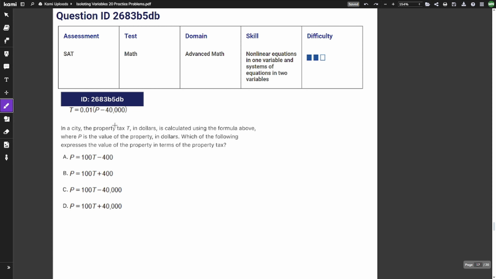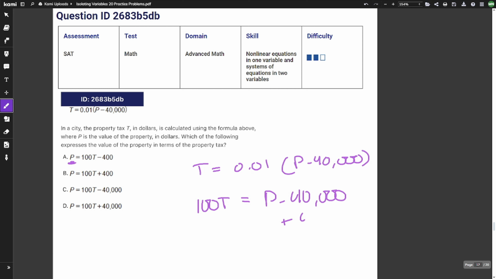Question number 17. We have this equation, and we want to get p by itself. First thing we're going to do is divide the entire thing by 0.01. But if we look at our answer choices, it actually says it in terms of 100t. So this is also equal to just multiplying by 100. So we get that 100t is equal to p minus 40,000. And then we're going to add 40,000 to both sides. So our answer, p is equal to 100t plus 40,000, which is D.